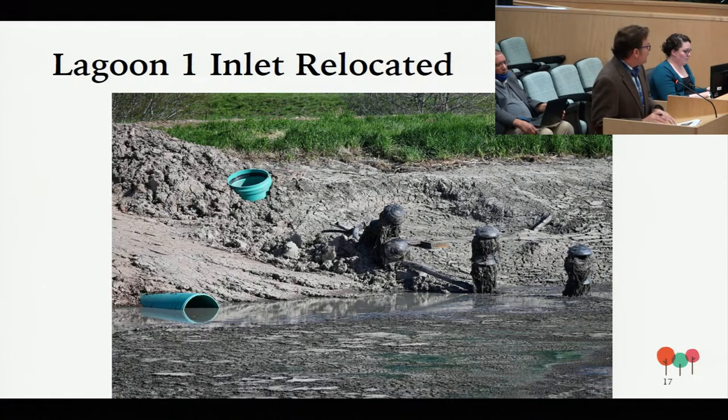To the left of this photo, you can see a green pipe mostly submerged underwater. That's our new influent inlet in the top northwest corner of the pond. In front of that pipe, you can see sludge. And again, by moving that pipe, we expect that we'll no longer have a dead zone where sludge can accumulate in that back corner. That was moved, again, to mitigate odor.